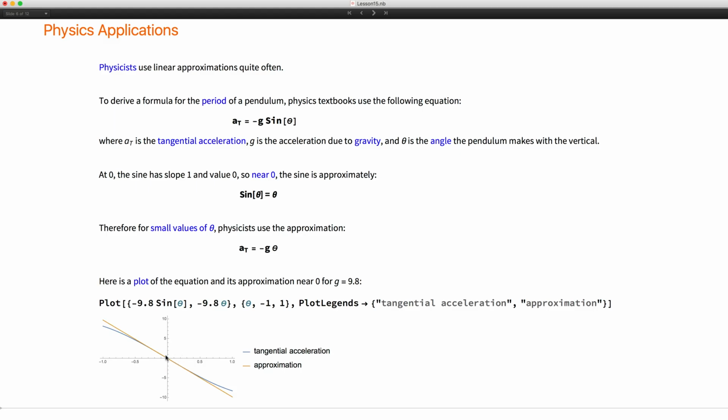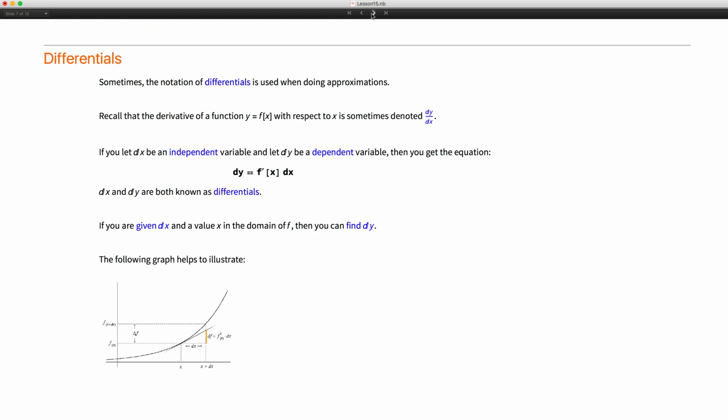Okay, so a related notion is the notion of a differential. So to understand that, remember that the derivative is sometimes denoted as dy over dx.